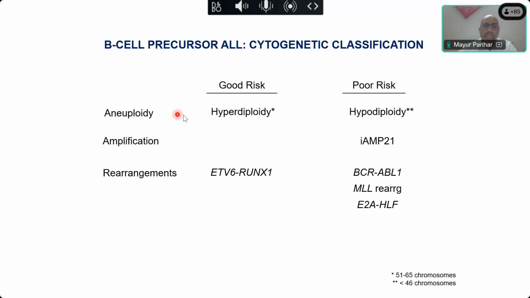So in B-ALL, what are you trying to identify? You look at the number of chromosomes. If the number of chromosomes is more than 51, it is good risk. If the number of chromosomes is less than 40, hypodiploidy, it is high risk. You're looking for an amplification, iAMP21, which is high risk. And rearrangements or fusions, ETV6-RUNX1 or translocation (12;21), is good risk. The BCR-ABL, MLL or KMT2A as it is called today, and E2A-HLF are high risk.